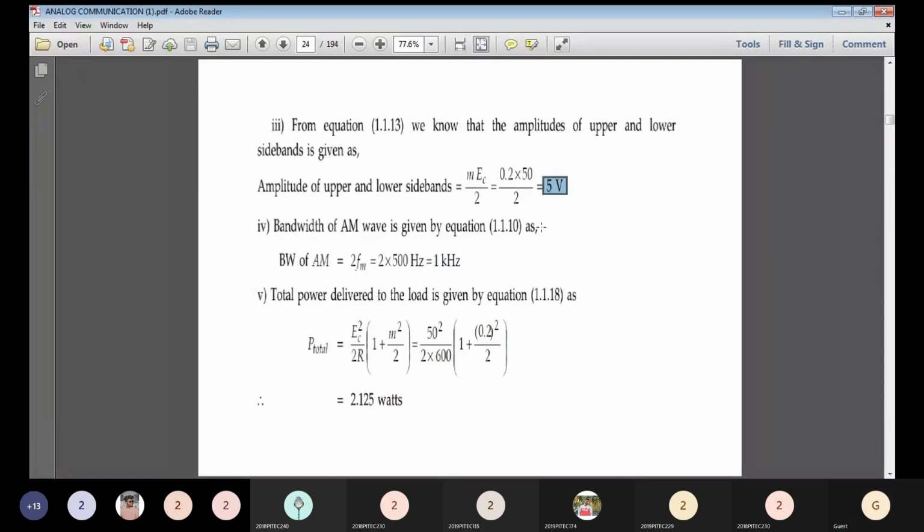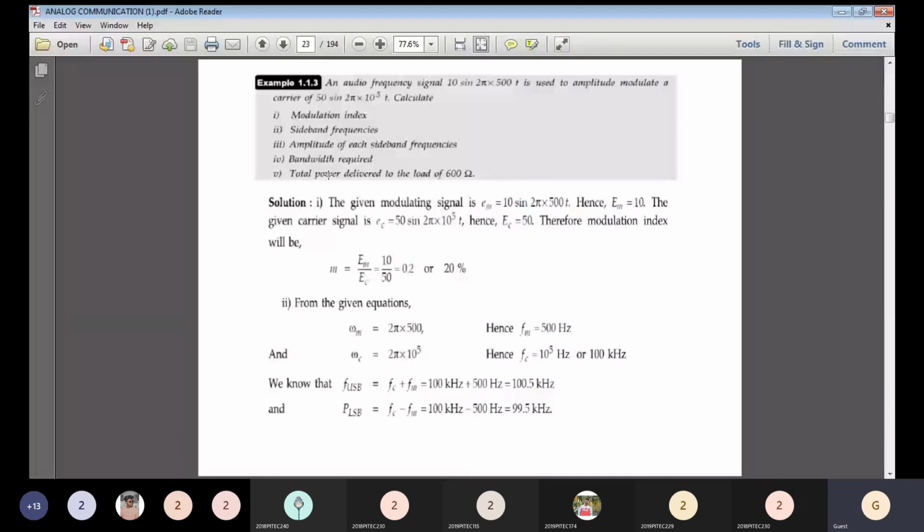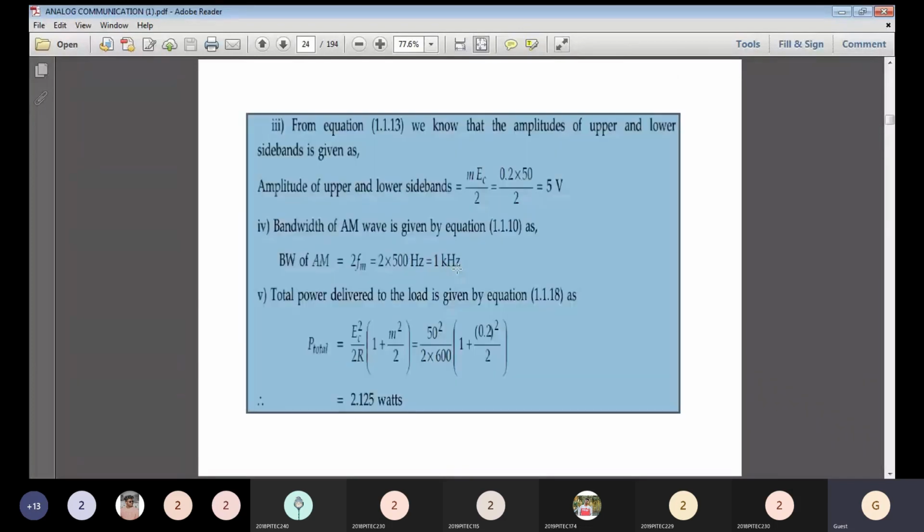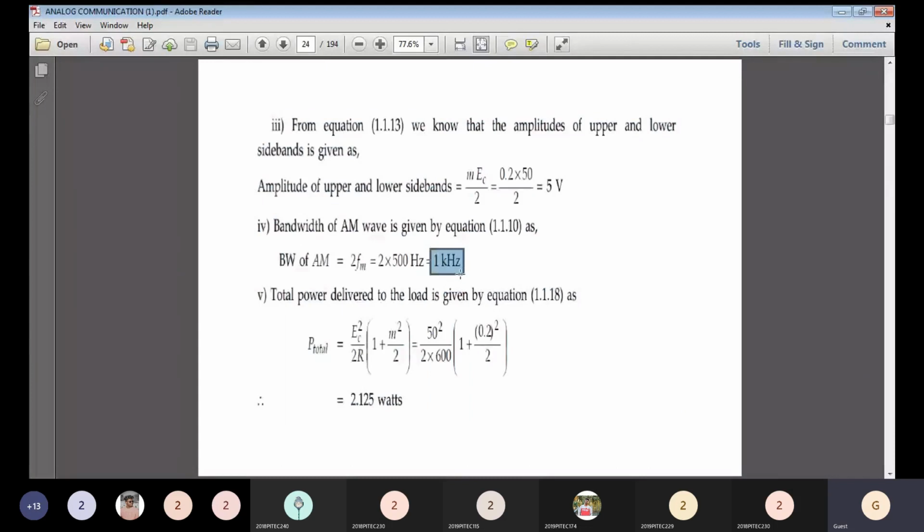That's all. Next, bandwidth requirement. After modulation, what is the bandwidth requirement? The required bandwidth is equal to 2 into FM. FM is directly provided. 2 into FM equal to 1 kilohertz. So after modulation, 1 kilohertz of bandwidth is required.